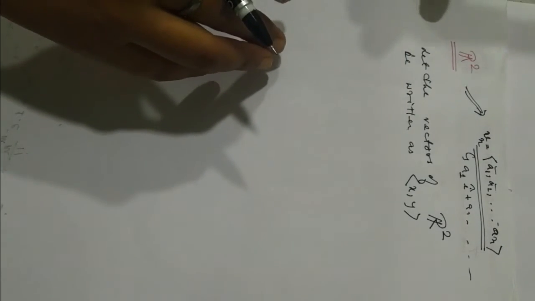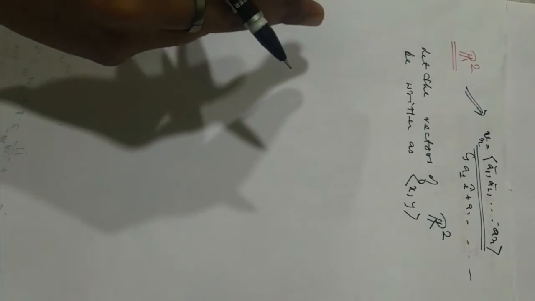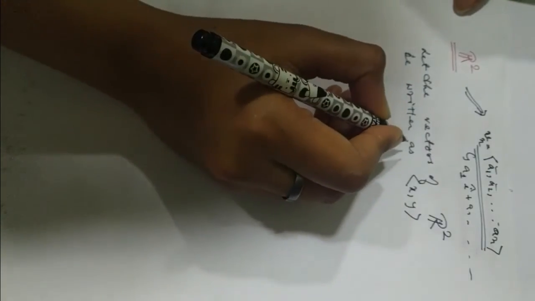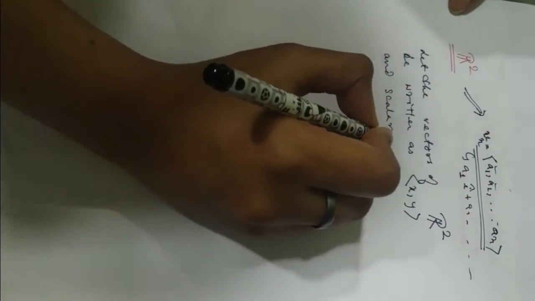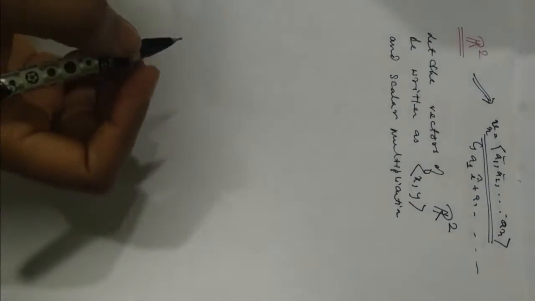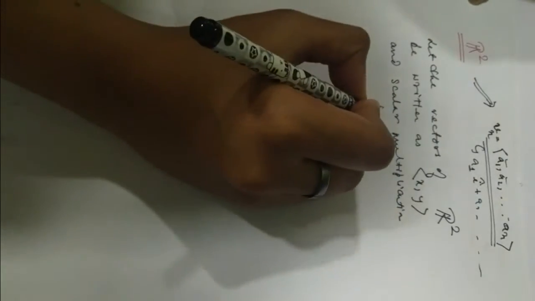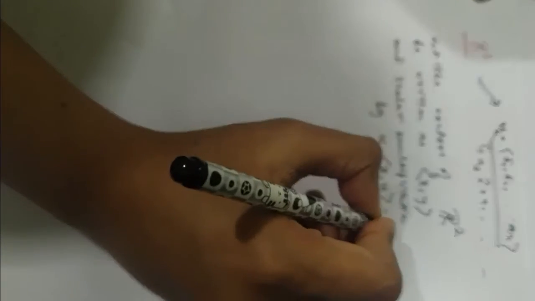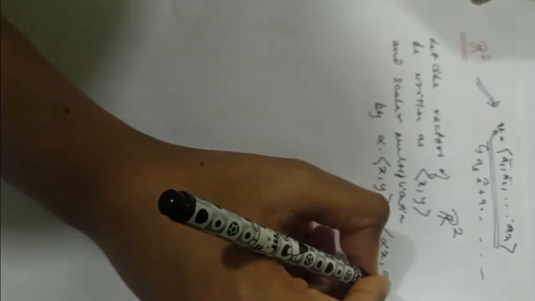This can obviously be extended to n dimensions. We are just doing it for 2 dimensions. Okay, and scalar multiplication: let the vectors of R2 be defined by this. Scalar multiplication by alpha of (x, y) is equal to (alpha x, alpha y), right?